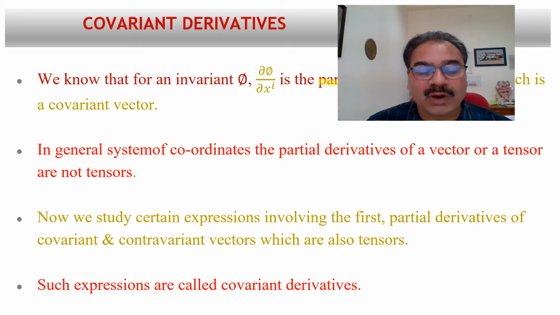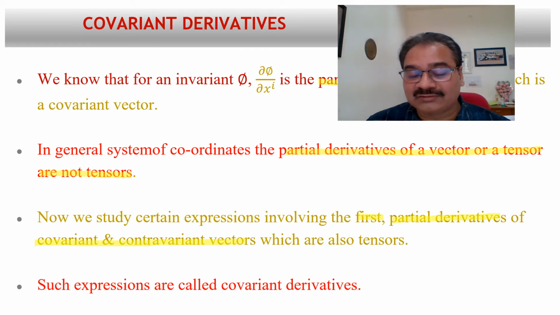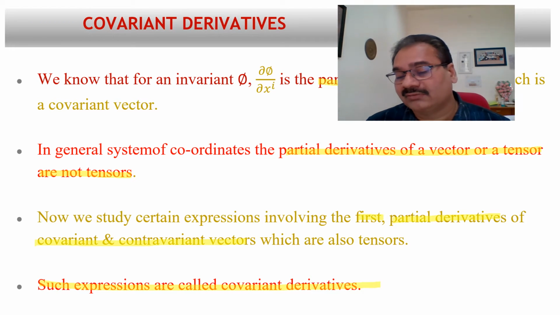In general, in a system of coordinates, the partial derivative of a vector or a tensor is not a tensor. This we also know. Now we study certain expressions involving the first partial derivative of covariant and contravariant vectors, which are also tensors. First we will study covariant, then contravariant. Such expressions are called covariant derivatives. One by one we will discuss the covariant derivative and contravariant derivative. Today we are going to discuss the covariant derivative.